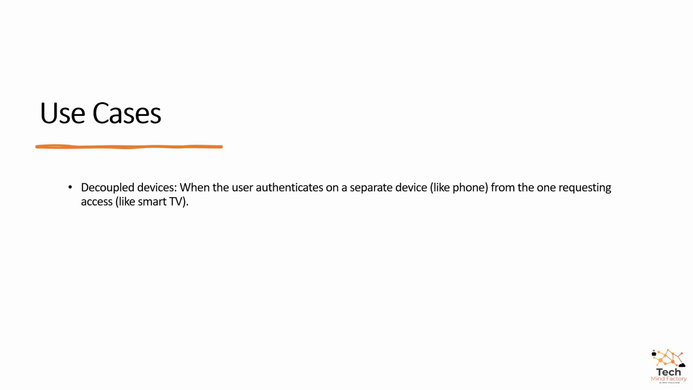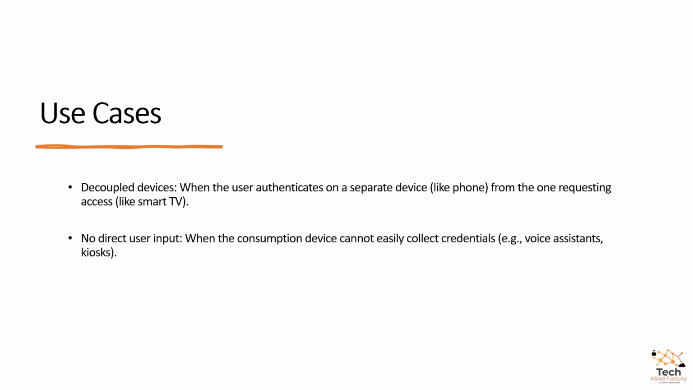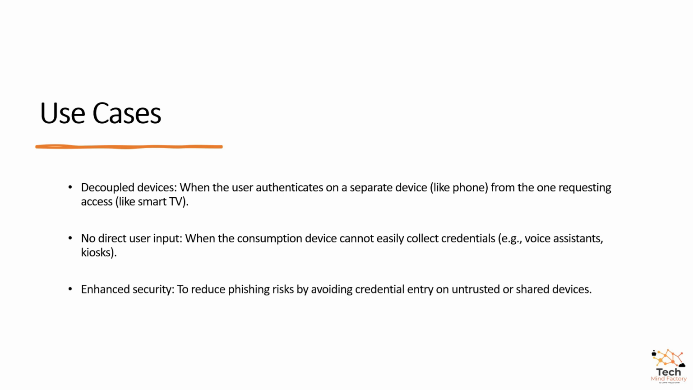So when the user authenticates on a separate device, like a phone, from the one requesting access, like a smart TV. So let's say that we have some application on the smart TV, and we are asking the user to confirm authentication on a separate device, like a mobile device. Another example is no direct user input. When the consumption device cannot easily collect credentials, like voice assistants or kiosks, this is also a perfect scenario where CIBA can help.